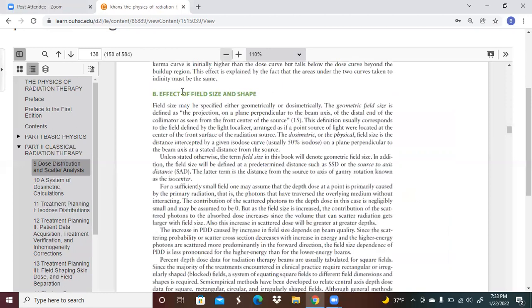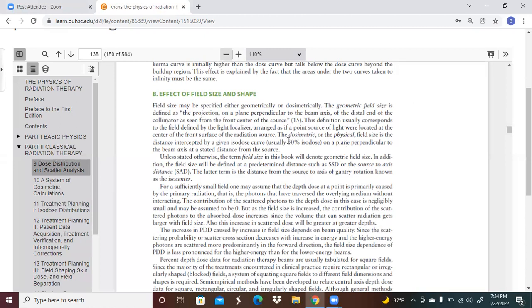Now, the effect of field size and shape. A field size can be specified either geometrically or dosimetrically. Geometric field size is defined as the projection on a plane perpendicular to the beam axis of the distal end of the collimator as seen from the front center of the source. Think of a light field as it goes onto a patient, or a phantom, better yet. You can see where those borders are clearly defined for a particular field. That is going to be considered more of your geometric field size.